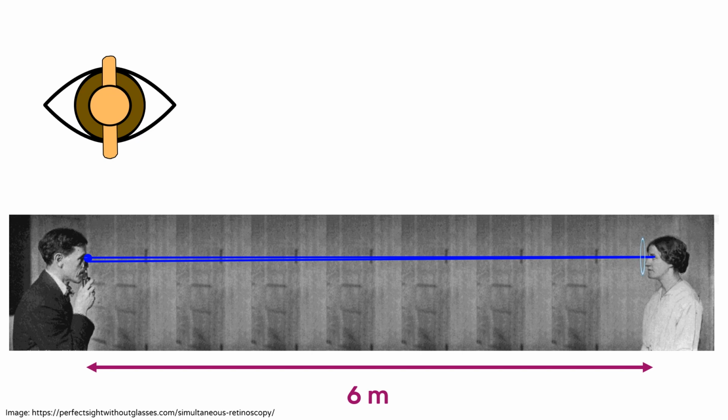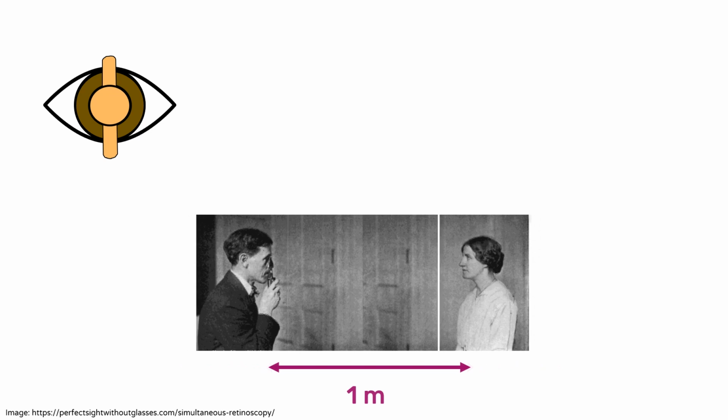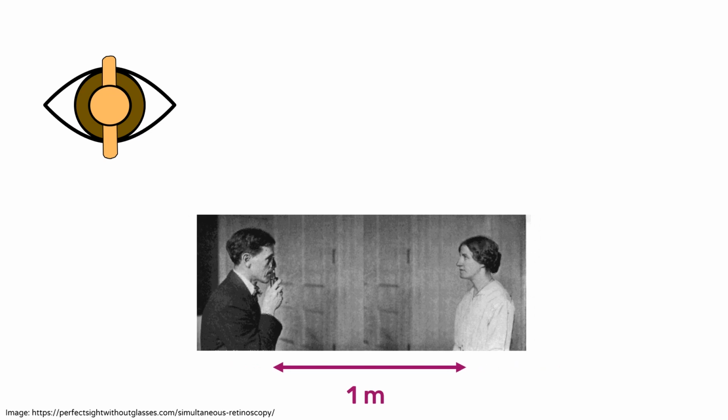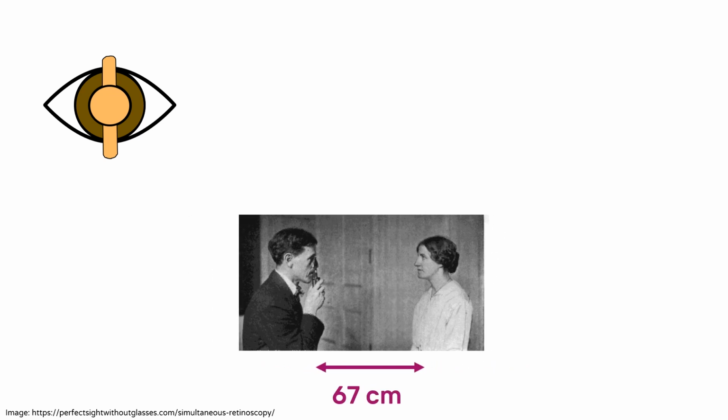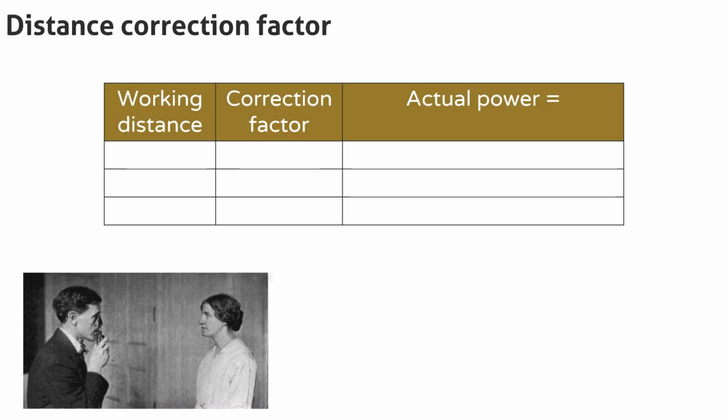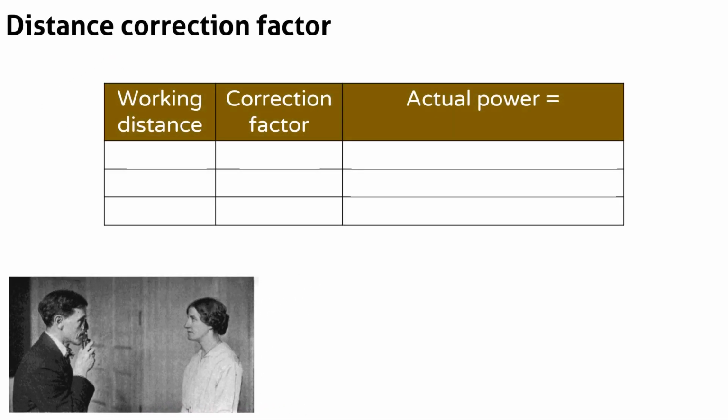However, since it is neither convenient nor practical to perform retinoscopy at 6 meters, it is classically taught as being performed at 1 meter and practically performed at arm's length or 67 centimeters. Because of this, a correction factor must be added.